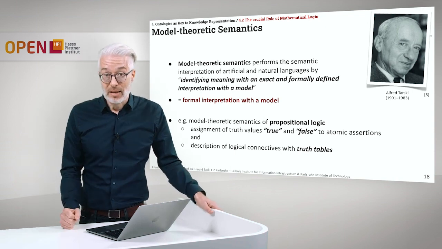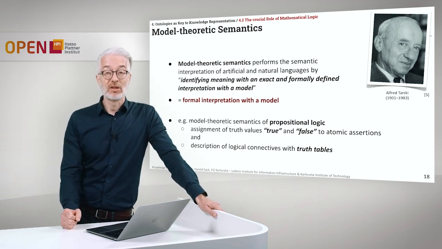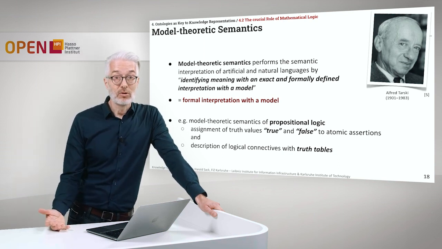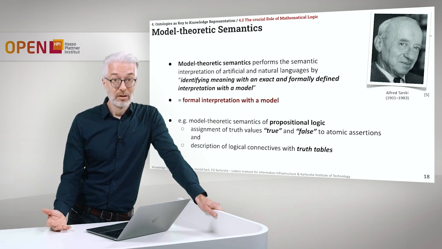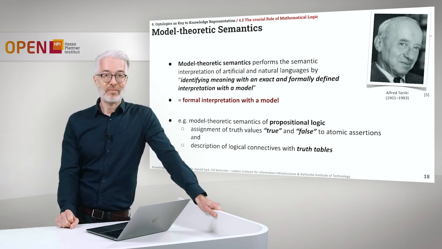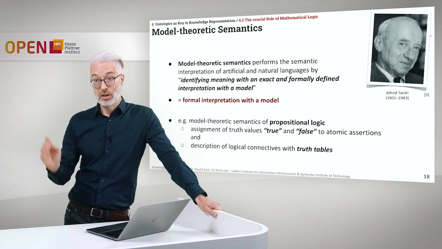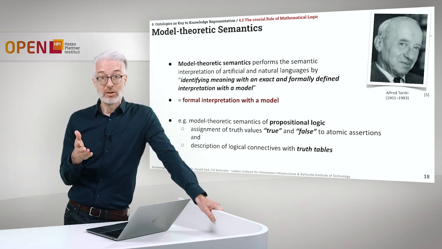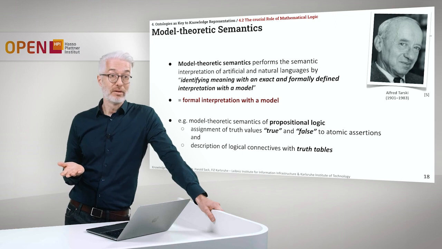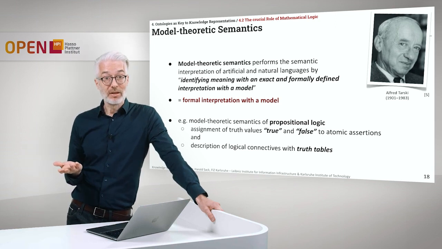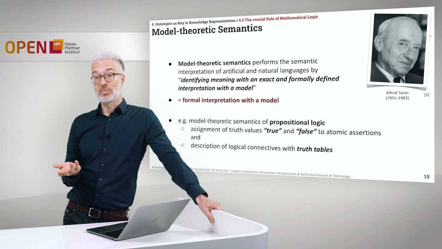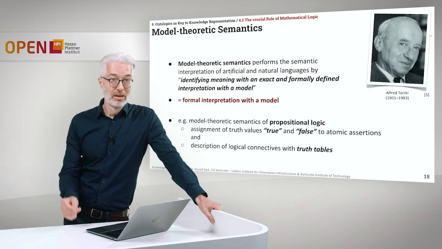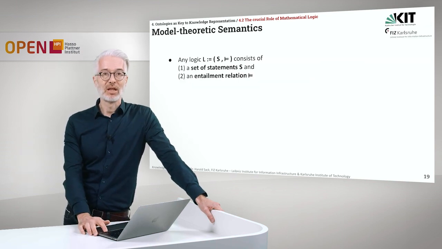So, simple example, let's look at the model theoretic semantics of propositional logic, the simplest form of logic here. And there we do it by the assignment of truth values, true or false, to atomic assertions. And then there are logical connectives, and, or, implication, and so on. And we can describe these logical connectives simply based on truth tables. And this would be our model that we are using here. And in that sense, it serves as an interpretation because it tells us which of these statements is, under which conditions, true or false. So that's the kind of model theoretic semantics we are dealing with.